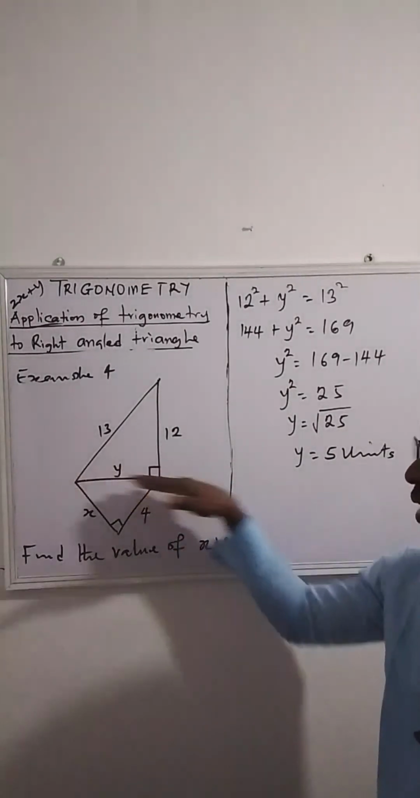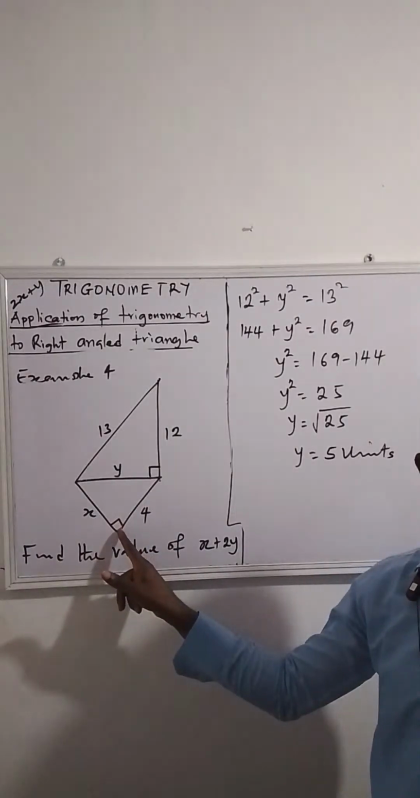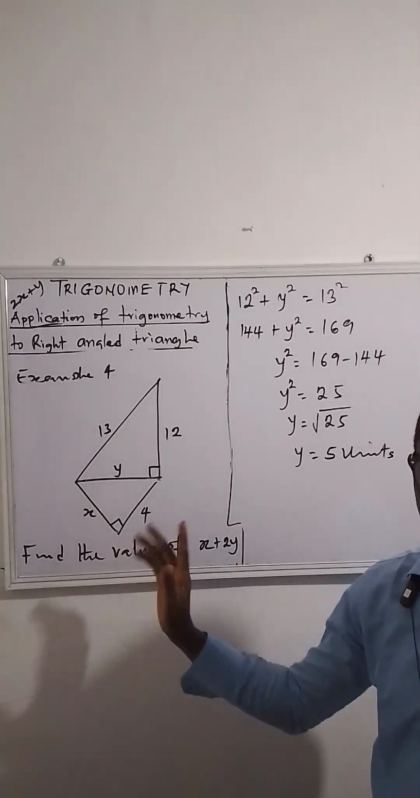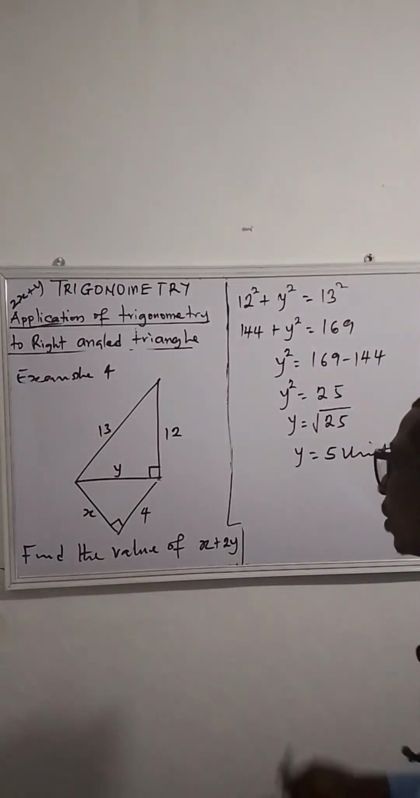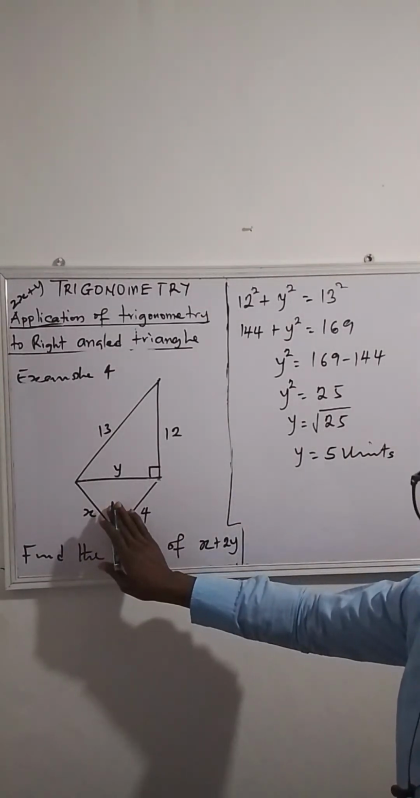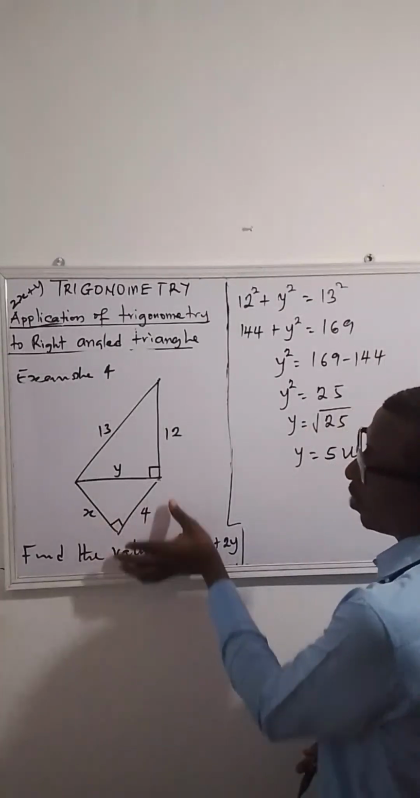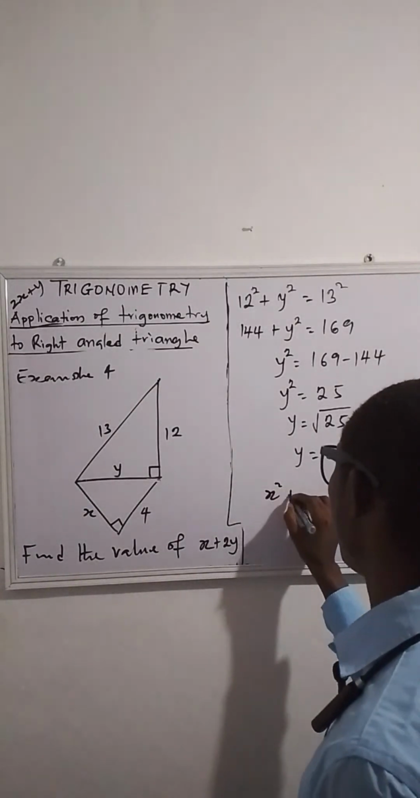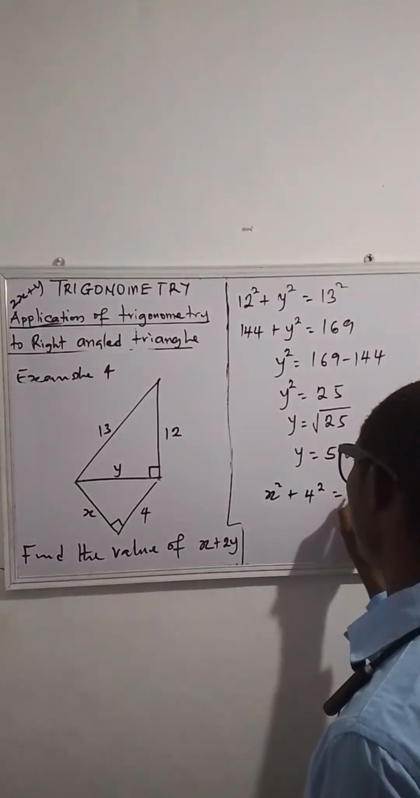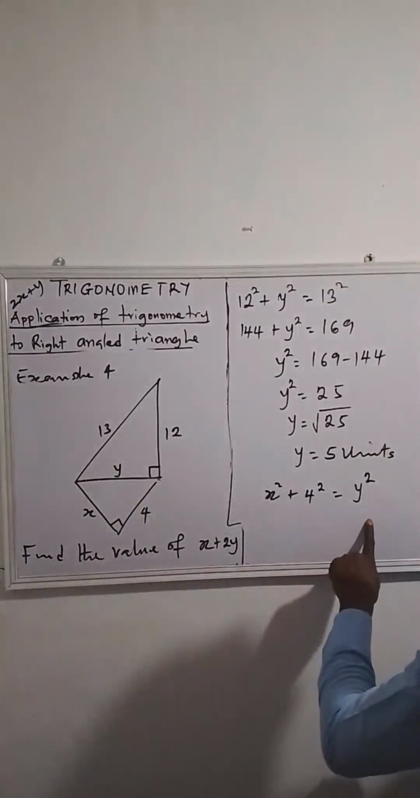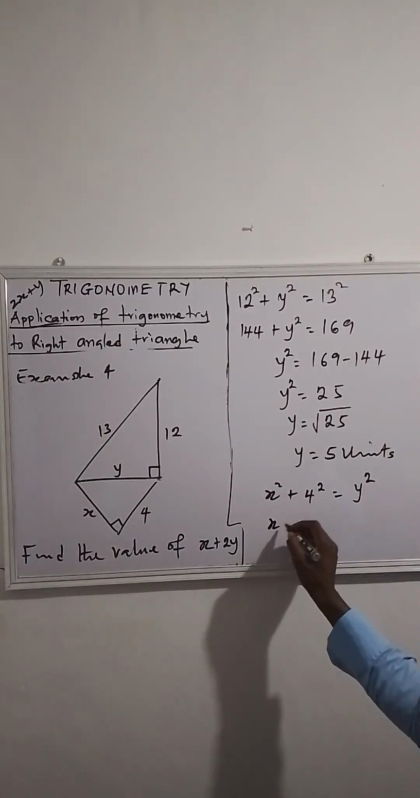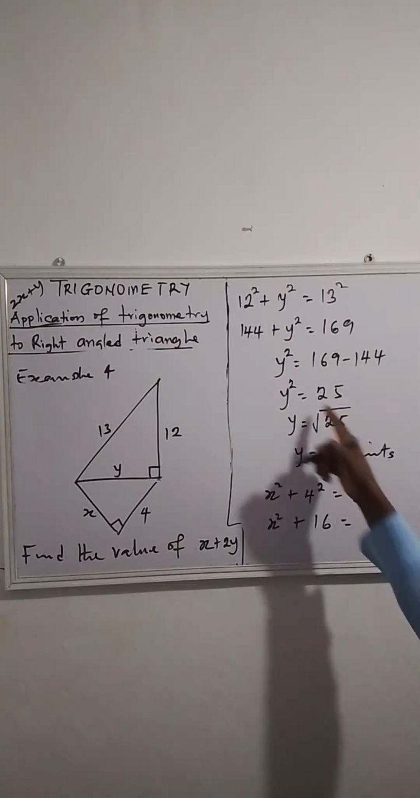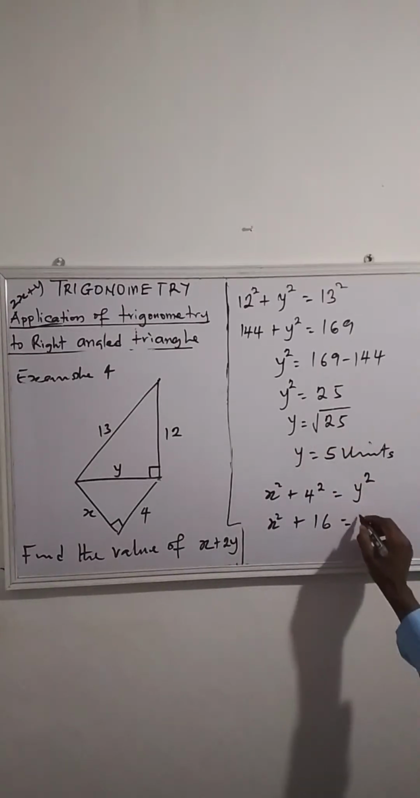This is the hypotenuse because this is the side that is facing the right angle. Don't forget, the side facing the right angle is the hypotenuse. So once you get that, you don't have any problem. Now we are making use of the Pythagoras theorem here. The square of this side plus the square of this side equals the square of the hypotenuse. Can we write that now? We have x squared plus 4 squared equals y squared, which is the hypotenuse. So x squared plus 4 squared, which is 16, equals y squared, which is 25. Here you can see y squared is 25.